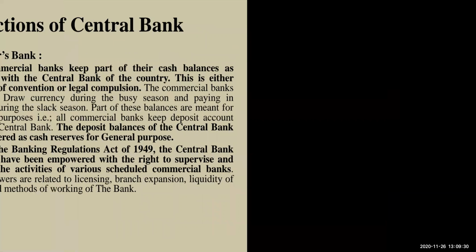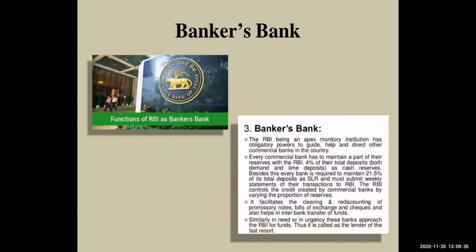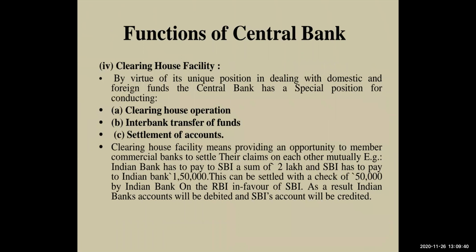The other function of central bank is clearing house facility. By virtue of its unique position in dealing with domestic and foreign funds, the central bank has a special position for conducting clearing house operations, interbank transfer, that is transferring funds from one bank to another or from one place to another, and settlement of accounts. So first let's understand what clearing house facility is. Clearing house facility means providing an opportunity to member commercial banks to settle their claims on each other mutually.